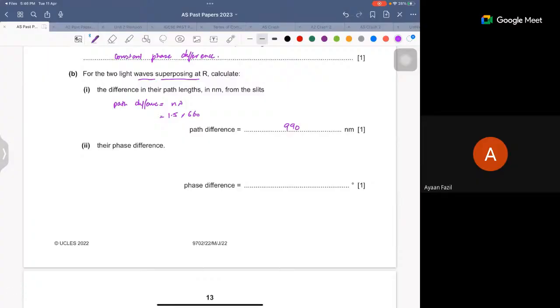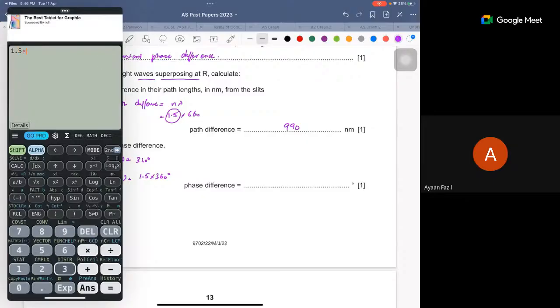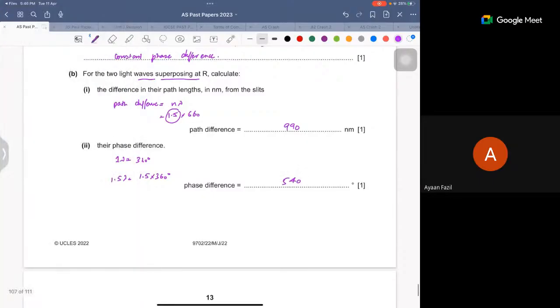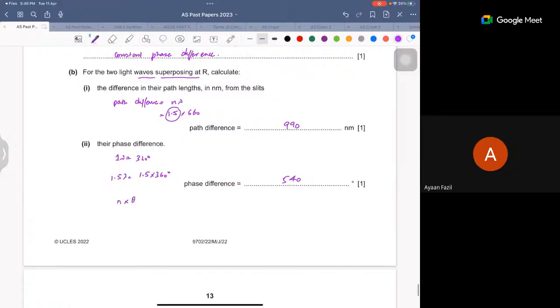Now for phase difference, you do the same thing. If you have n, you just multiply it by 360. We know 1 lambda is 360 degrees, so 1.5 lambda will be 1.5 times 360. So 1.5 times 360 will be 540 degrees. You can simply multiply n times 360 at any time to get the phase difference.